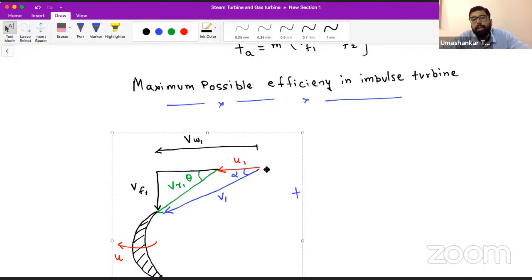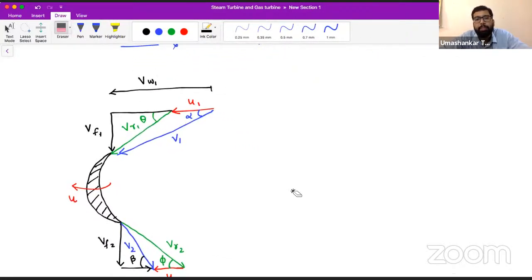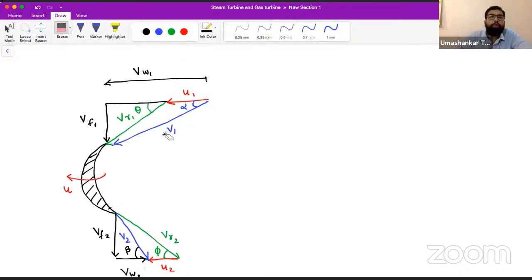Yash, you are telling me 50%. What is 50%? You are directly telling me the maximum velocity? We cannot directly just tell the maximum velocity of an impulse turbine. We will see how to find it and in what condition we can increase it.